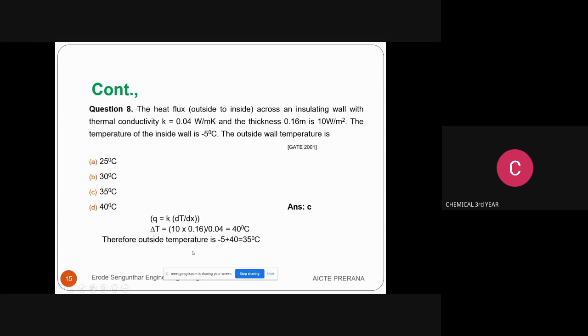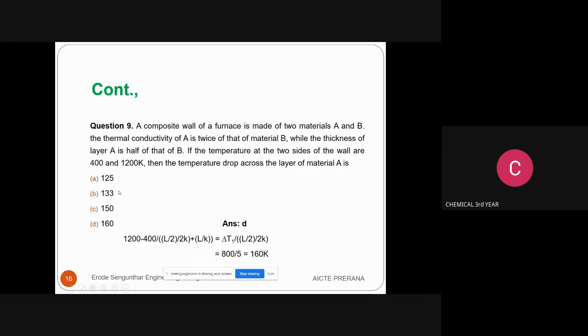Therefore, the outside temperature minus 5 plus 40 will give 35 degrees Celsius. So check where the 35 degrees Celsius is there in the given results. It is there in option C, 35 degrees Celsius. So for this question, option C is the answer. Okay, the next question, we'll move on to the next question.